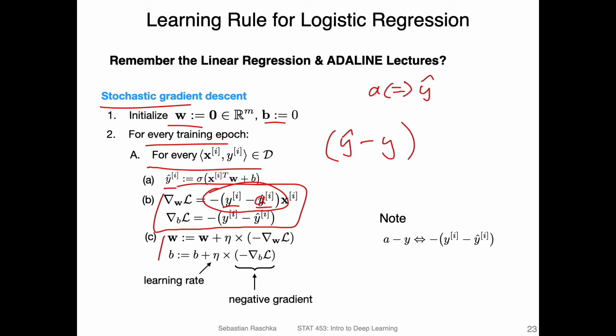So let me write just A here. We can also write this, if it's more clear, as A minus Y times xj, and this one should be just A minus Y. So this is exactly the same learning rule as for Adeline.